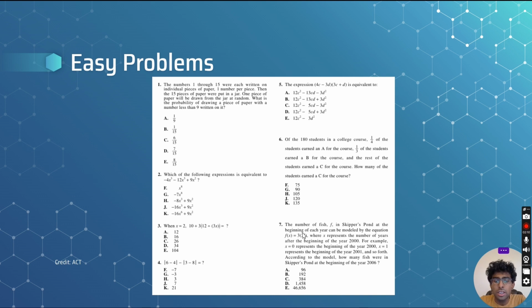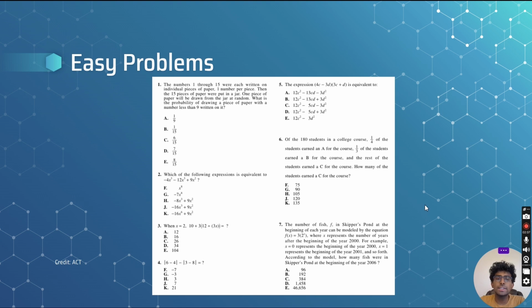And then number 7, you have an exponential equation here. They tell you what each number means, like x equals 0 is 2000, x equals 1 is 2001. So how many is there in 2006? So if x is 0 is 2000, x is 1 is 2001, that means 2006 is going to be x equals 6. So you'd plug in 6 for this equation and then solve it to get the answer for the number of fish that were in Skipper's Pond at that time.